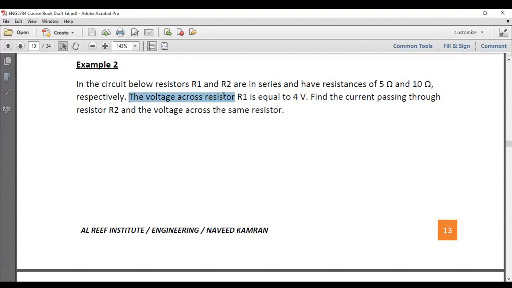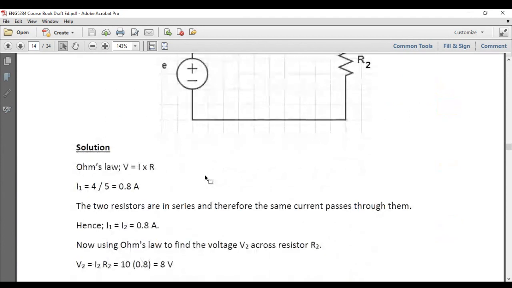The voltage across the resistor R1 is equal to 4 volts. So he's telling us the specific voltage on resistor R1. We need to find the current passing through the resistor R2 and the voltage across the same resistor. So you need to find the voltage and current in resistor R2, while he gave us the voltage on R1 as 4 volts, and we know the resistances of both, 5 ohms and 10 ohms.